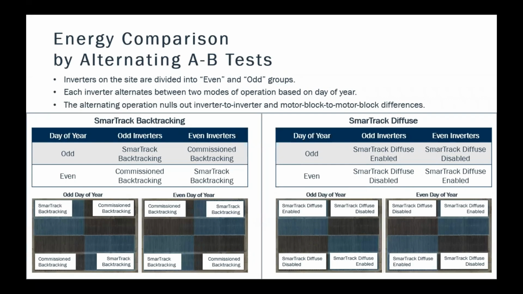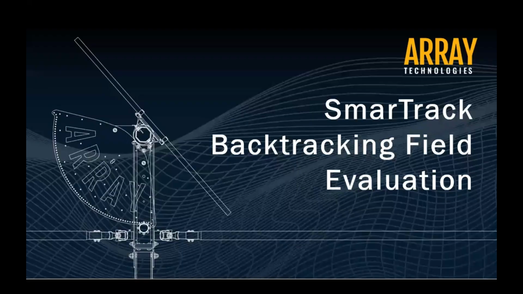We use an analogous procedure for SmarTrack Diffuse, in which the diffuse stow algorithm is either enabled or disabled. And I hope I'll show that this method allows for DC differences in the two groups to average out over time.